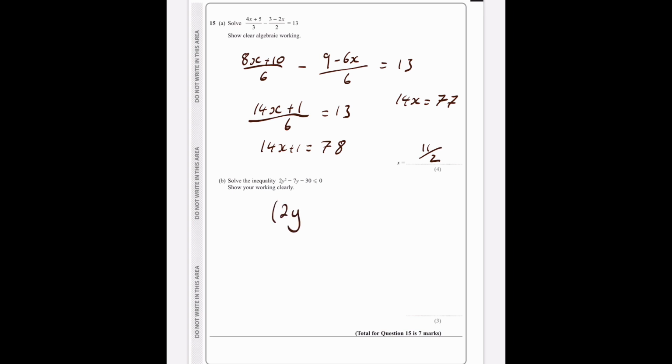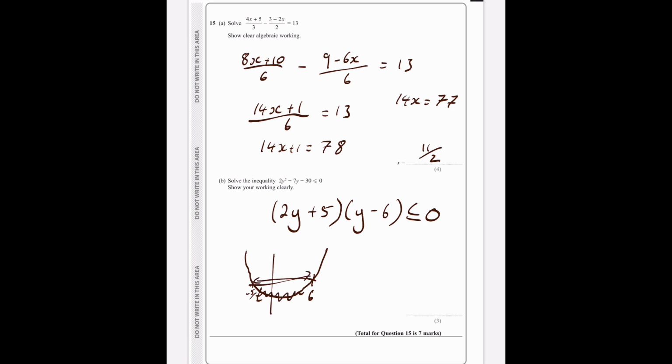For b, I'm going to factorise the inequality: (2y + 5)(y - 6) is less than or equal to 0. Here you have some choices. I'm just going to do a little picture to show you what I was thinking at this point in time. So we've got a smiley face quadratic going through the two critical points, -2.5 and 6.